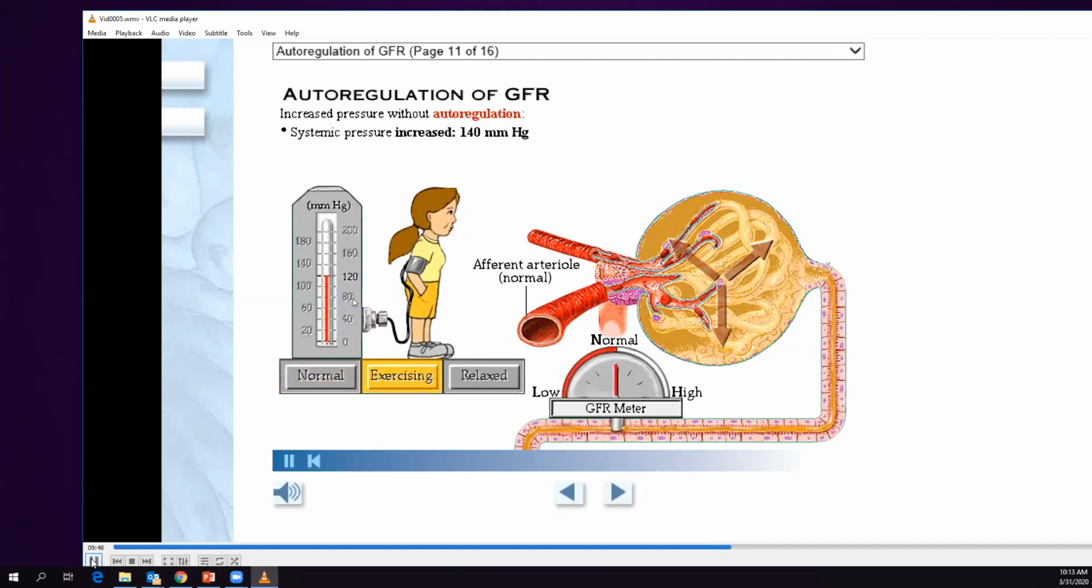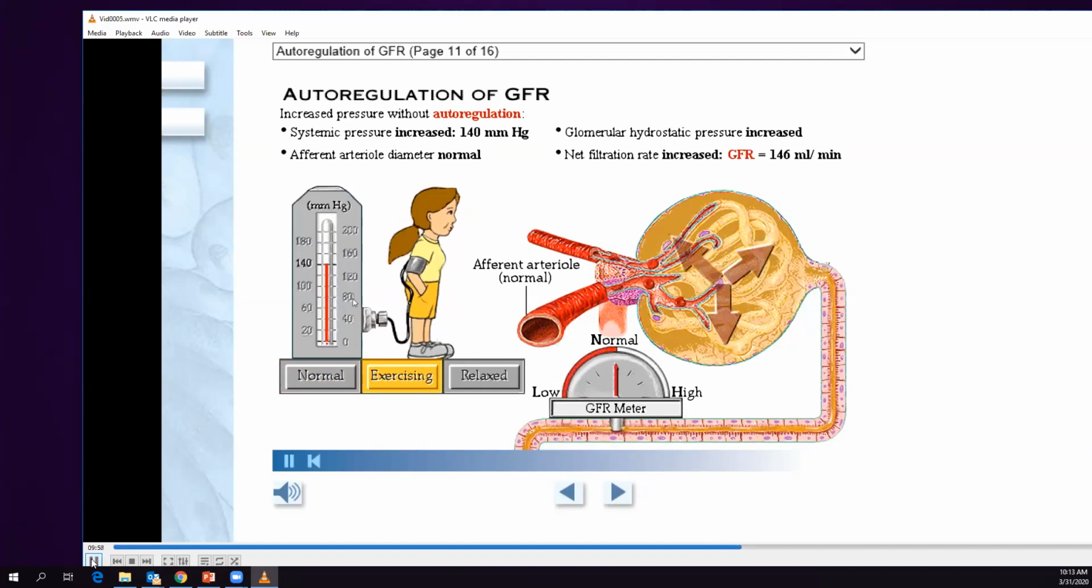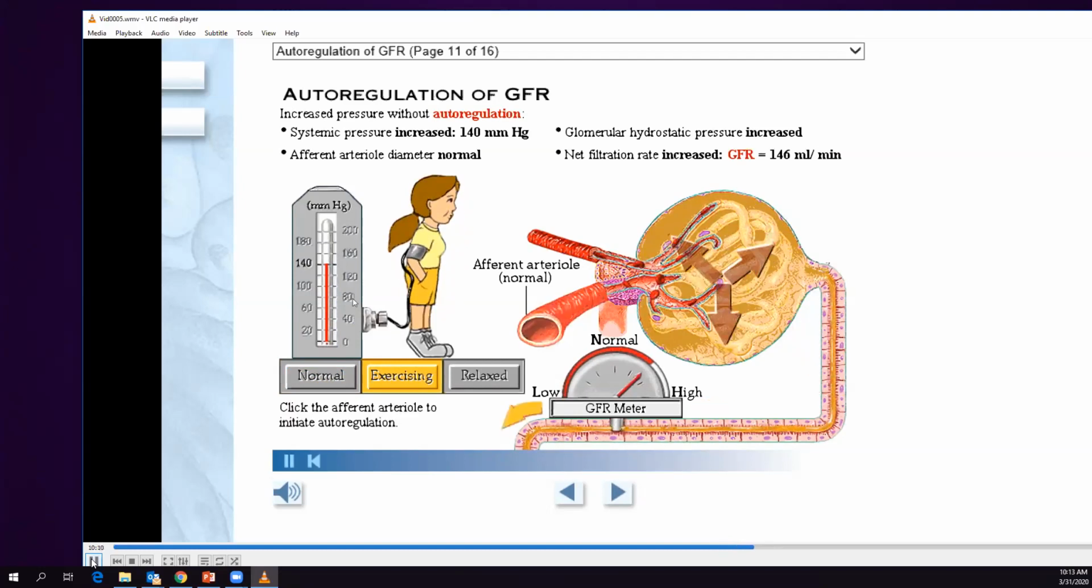During mild exercise, the systemic blood pressure increases to 140 millimeters of mercury. If the afferent arteriole remains at the normal diameter, the 17% increase in glomerular hydrostatic pressure will cause a similar increase in GFR. If allowed to continue, this increase will quickly cause severe dehydration. To avoid extensive fluid loss, click the afferent arteriole to initiate autoregulation.